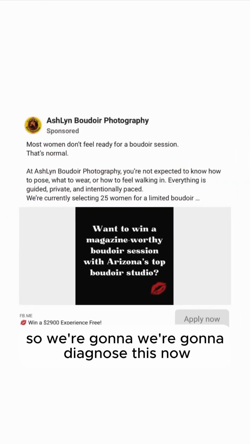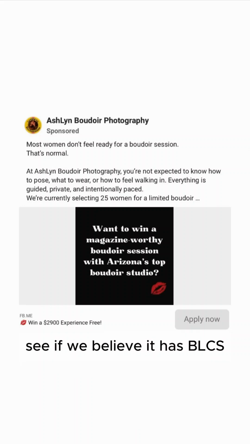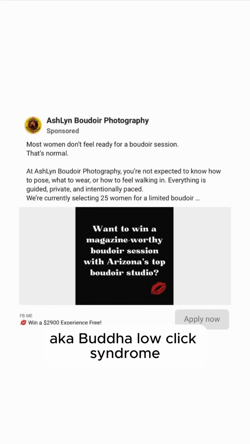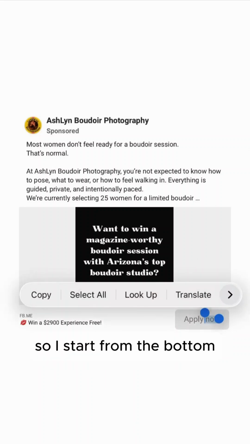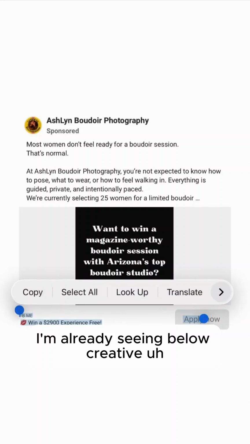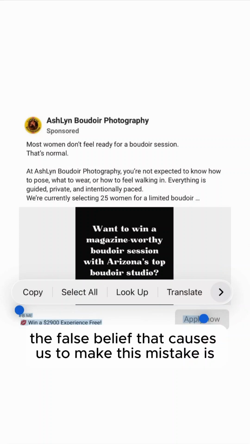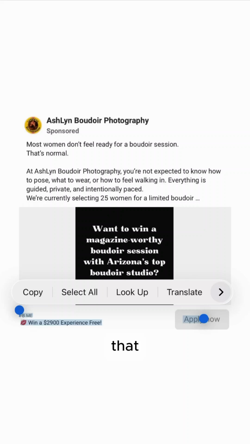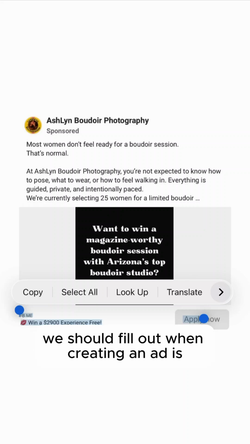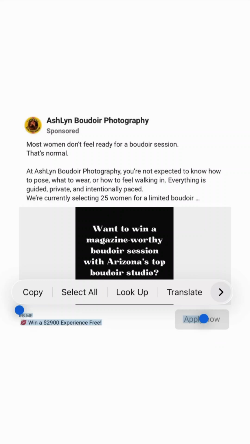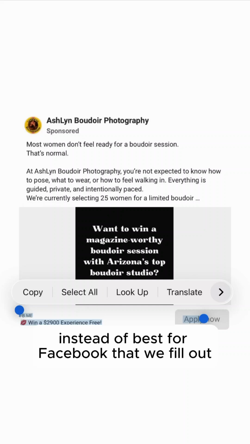So we're going to diagnose this now, and see if we believe it has BLCS, aka Boudoir-Low-Click syndrome. I start from the bottom. I'm already seeing below creative. The below creative cluster mistake, the false belief that causes us to make this mistake, is that everything Facebook says we should fill out when creating an ad is best for us to fill out, instead of best for Facebook that we fill out.